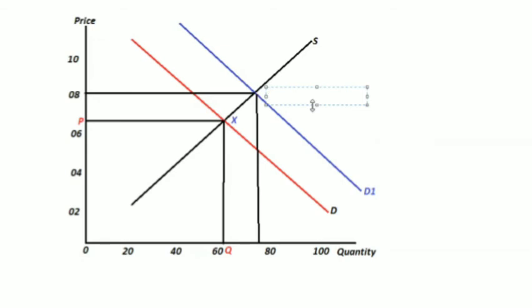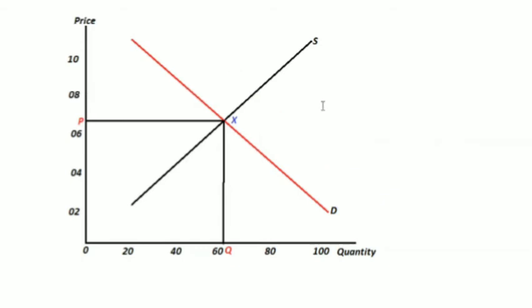So at Y is the new equilibrium point. There is more demand than product supply in the market. Definitely, the price is likely to increase, right? So definitely, the price is likely to increase due to an excess demand in the market.